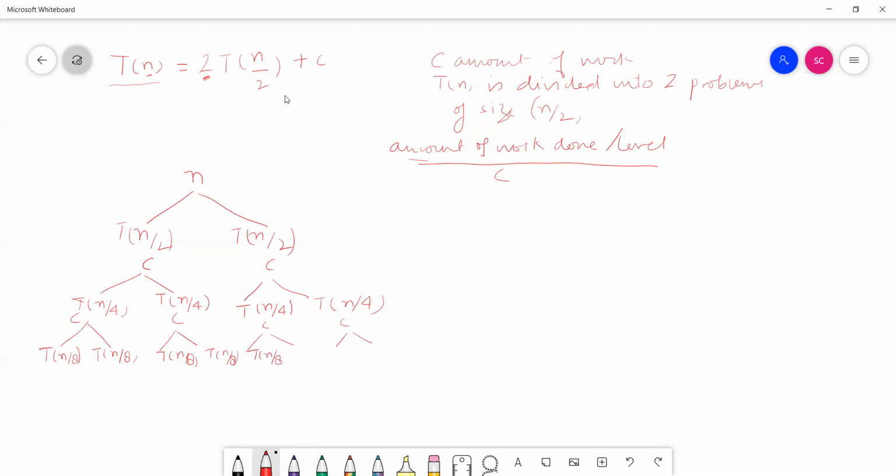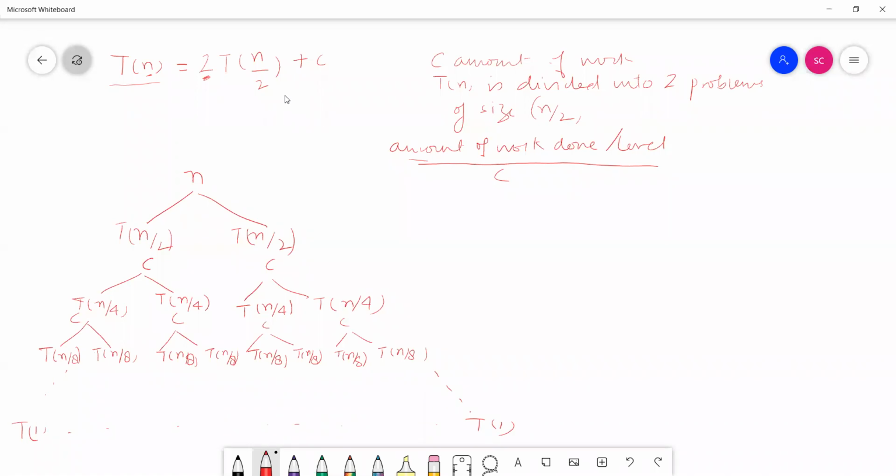Similarly here T(n/8), T(n/8), T(n/8), T(n/8). And this will terminate when we'll get input size of 1.